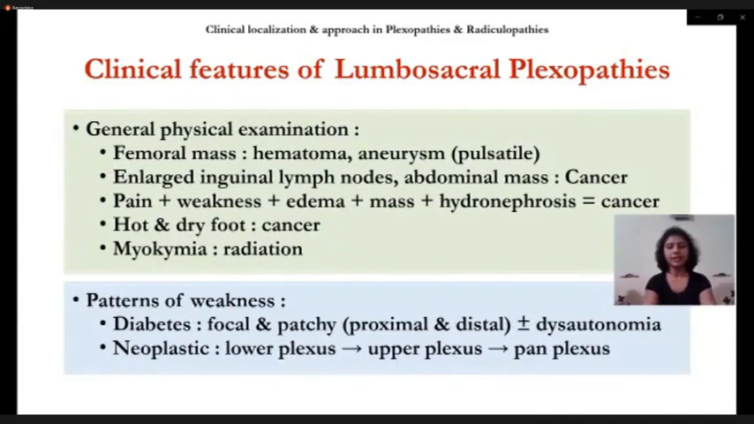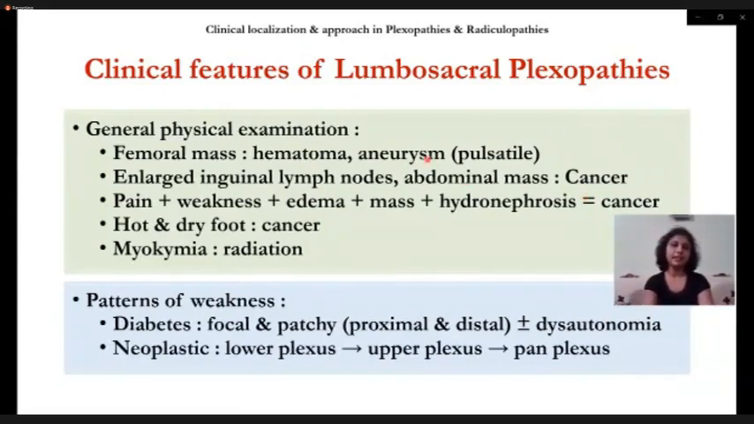General physical examination also gives clues to the underlying etiology. In most of the patients with neoplastic plexopathies, the patients already have an established diagnosis of a malignancy, and plexopathy occurs in the setting of an already established malignancy. However, in about 15% of the patients, plexopathy may be the initial manifestation, and in this setting, palpation of the abdomen and the groin region may reveal a mass which gives a clue for an underlying malignancy.